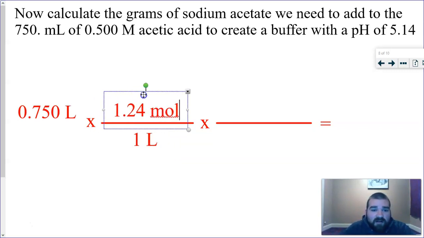And this is of what? This is of sodium acetate, right? That's salt. Now, the acetate's what we care about. The acetate is the ion we want in solution. But in order to get that acetate in our solution, we have to add sodium acetate, that whole compound.